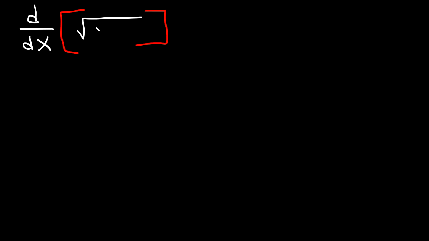So here's another problem. It's actually very similar to the last one, just with a few extra details. Go ahead and find the derivative of the square root of x squared minus 4. So first, rewrite the expression.